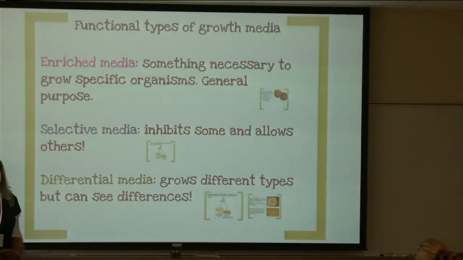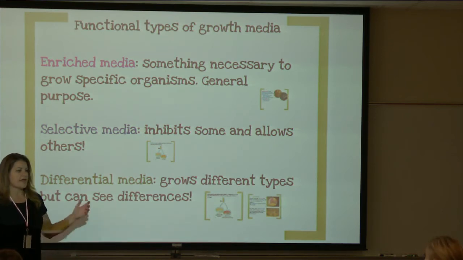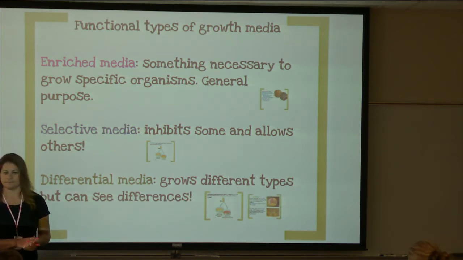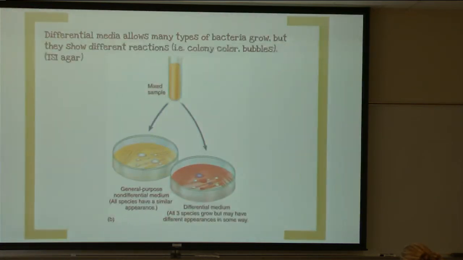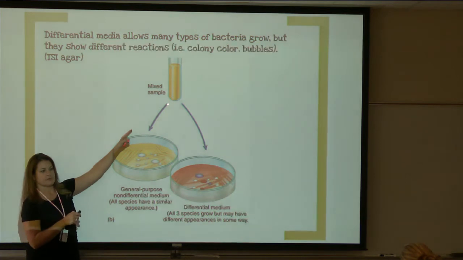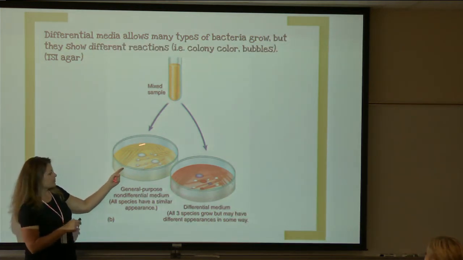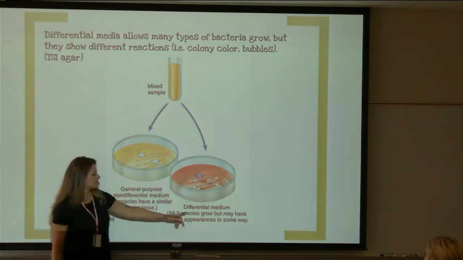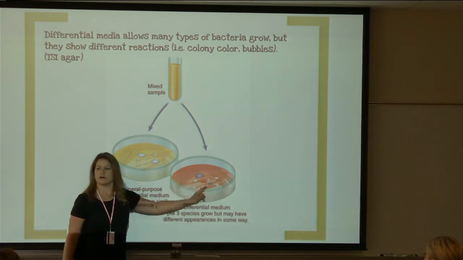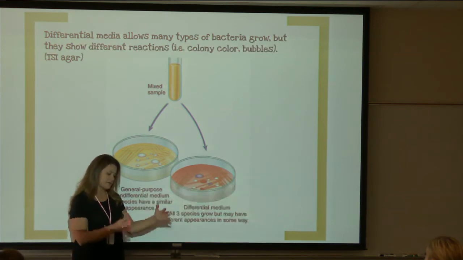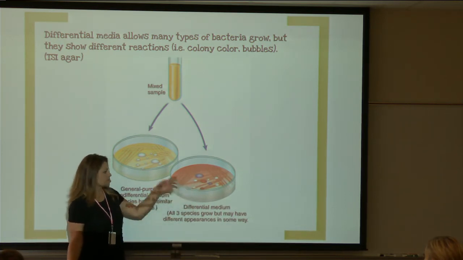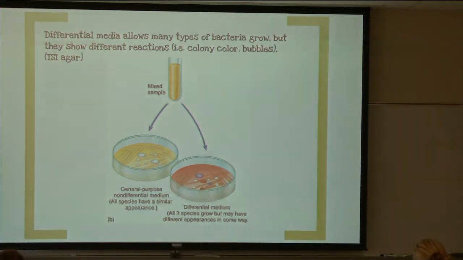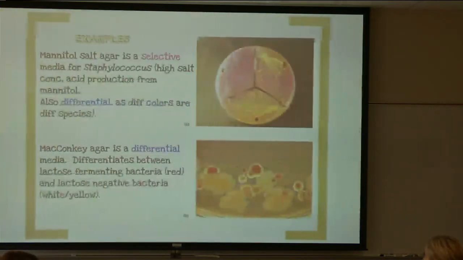Last category, differential. Easiest way to remember it: everything grows, but they all look different. Everything grows, but you can see differences between the bacteria. So in this image, here's your mixed sample, that's your mixed culture. Here, general purpose, everything looks the same. Differential medium, everything grows, but they're different colors. You'll have a little key that says, okay, if it grows purple, it's Chromobacterium. If it grows red, it's Serratia. If it grows white, it's Escherichia, whatever it might be. So that's pretty cool, and here's an example.